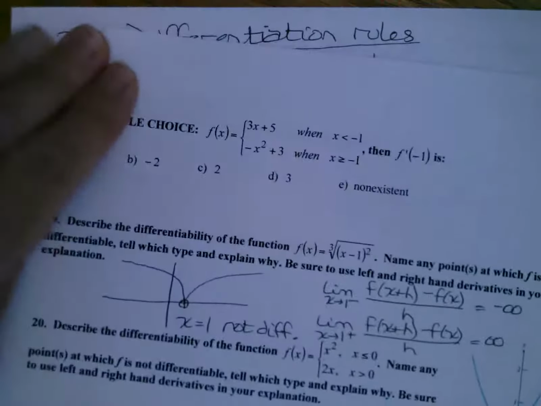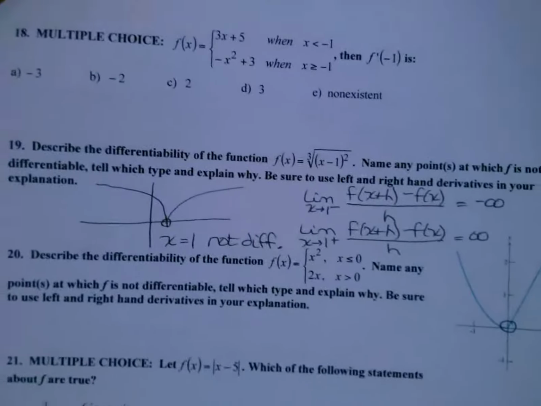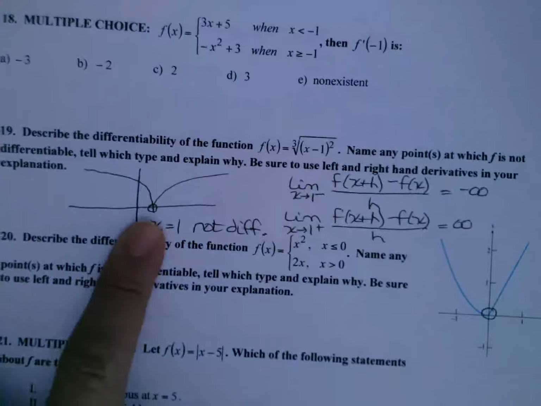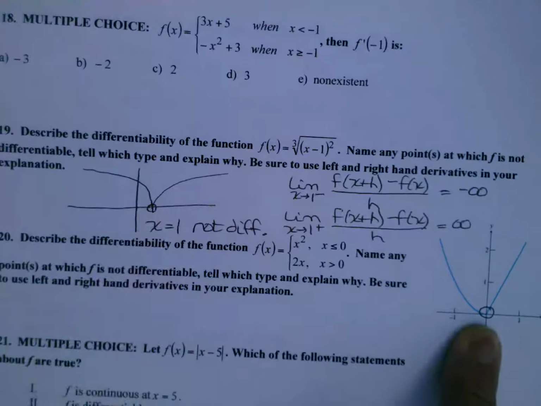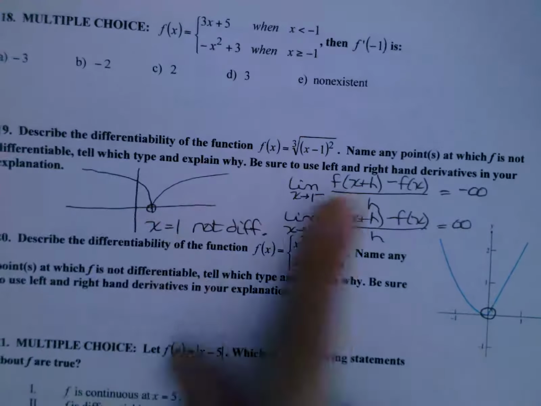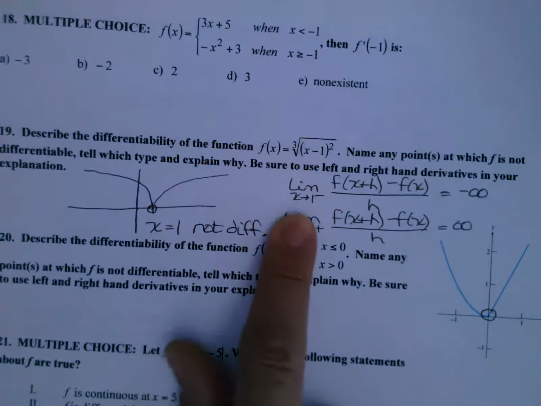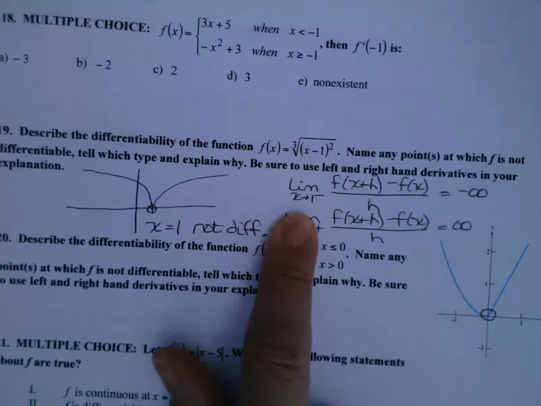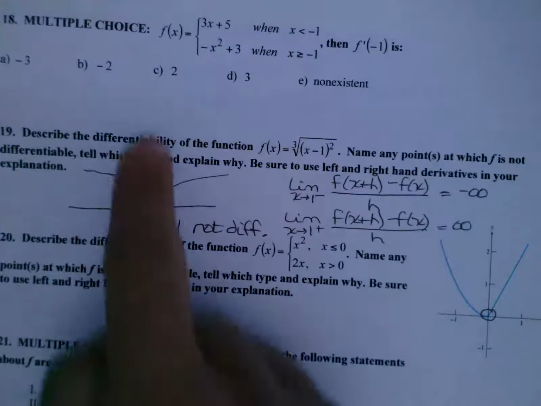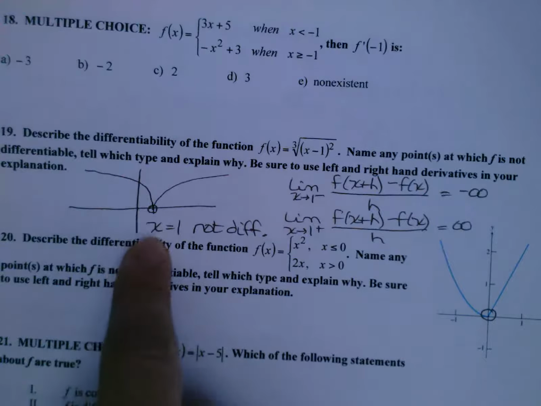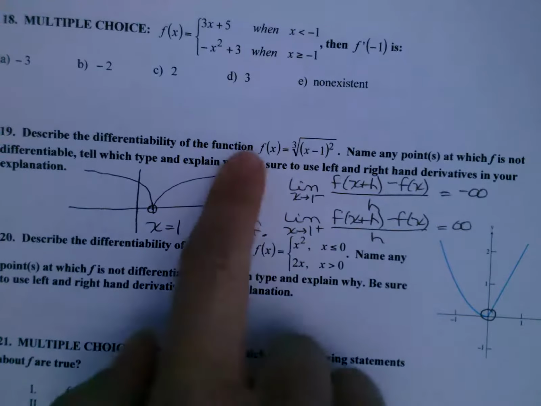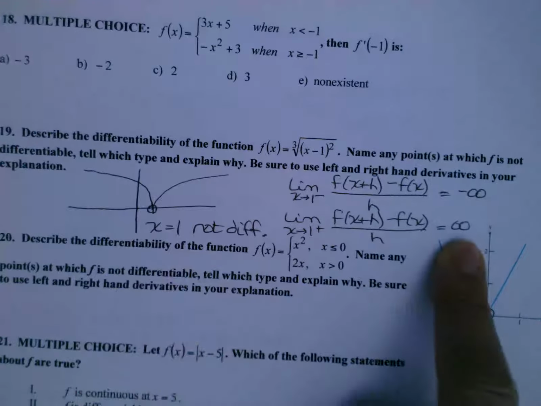Number 19 and 20, talking about differentiability. Any function is not differentiable where it has a cusp or a corner. The directions say use left and right hand derivatives, so we're going to observe that coming from the left, my slopes of my tangent lines are negative and getting more negative. Coming from the right, they're positive and getting more positive. The left and right hand derivatives don't match, so the function is not differentiable at this point. And there's a similar argument for number 20.